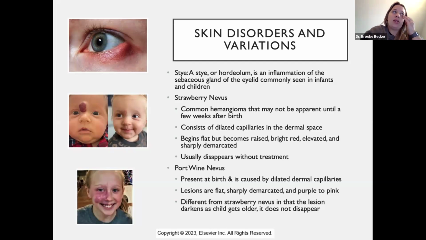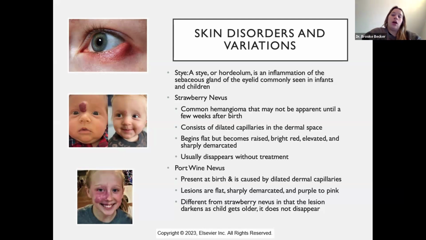Now, obviously, if the redness is worsening, into their upper eyelid as well, and they're having orbital swelling, so around their orbit, then that might necessitate an antibiotic. But if it's just kind of right in that area of the sty that's red and irritated, then there's no reason for an oral antibiotic.